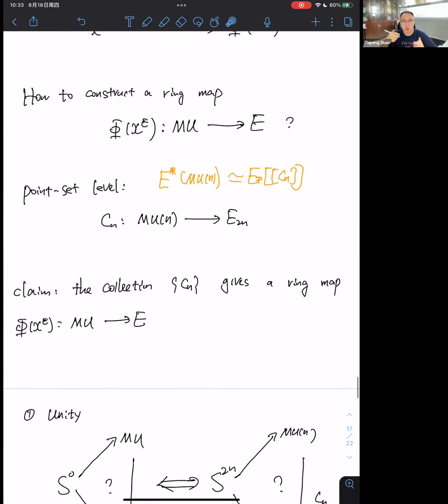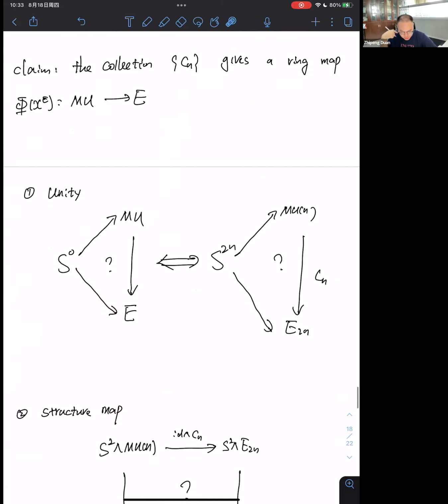So how to show that? We first need to show the collection of these maps is actually a map between spectra. Then we also need to argue that this map is actually a ring map. So why it is actually a map between spectra, we need to check first two properties. First is about unity.